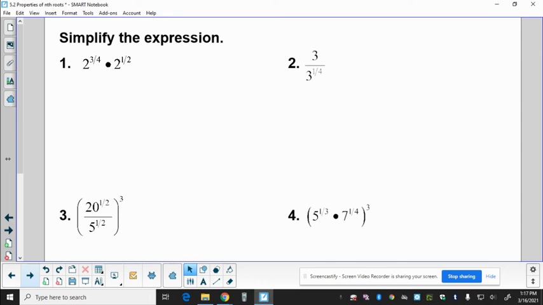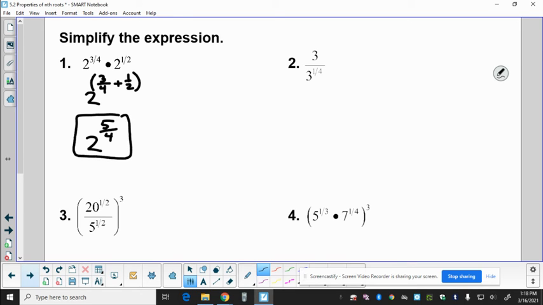All right, so number one, what would you do about a problem like this? Well, I notice that the two bases are the same. So to me, what that means is you can add their exponents together. Okay, now 1/2 is the same thing as 2/4. So this is going to be 2 to the, add those up, 5/4 power. Let's go to number two.